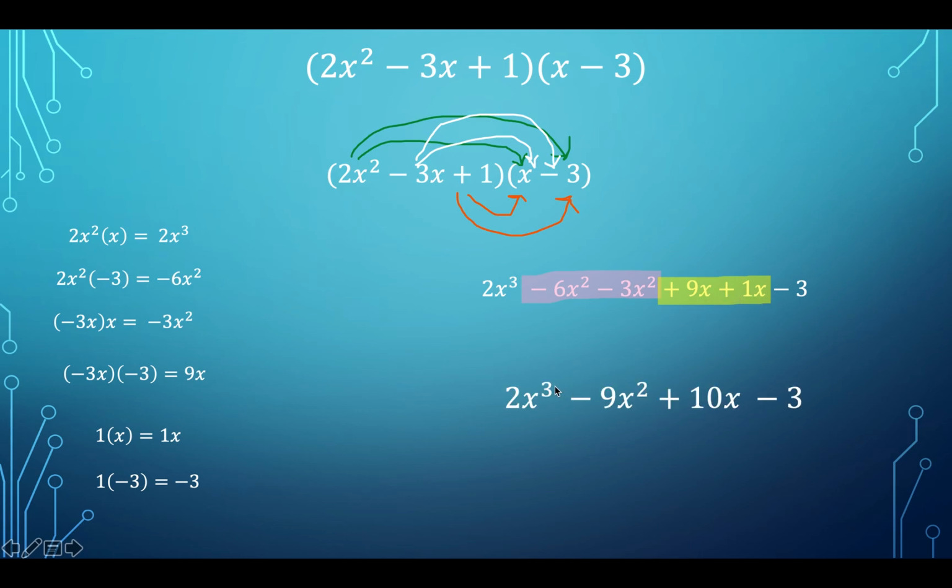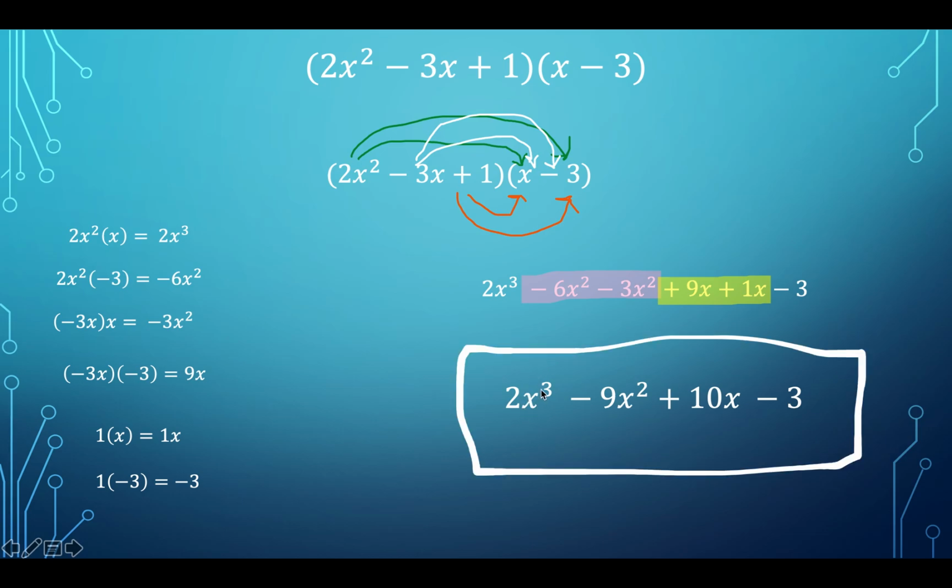So once we do that, we're left with negative 6x squared minus 3x squared. Negative 6 minus 3 gives us negative 9. Because they were both x squared, we just rewrite x squared. And then positive 9x plus 1x. Since they're both x's, we add the 9 plus 1. 9 plus 1 gives us 10, and since it was x, it's a 10x. So our final answer is 2x to the third minus 9x squared plus 10x minus 3.